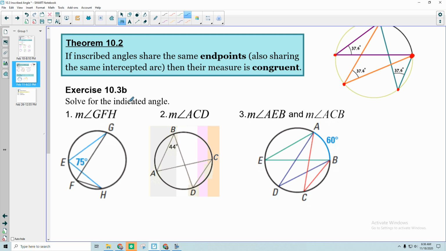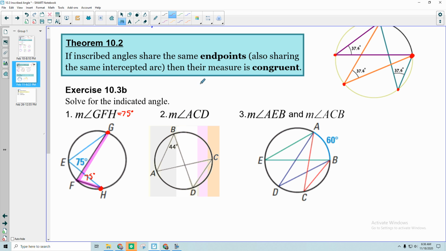All right, so now we're going to solve for the indicated angle here. So the measure of angle GFH. GFH, so that's this angle here. So notice that both angle GFH and GEH, they're both inscribed. They both share these endpoints. So that means they're both going to be exactly the same degrees. So this is also 75 degrees because they share the same endpoints. Okay, let's look at another one.